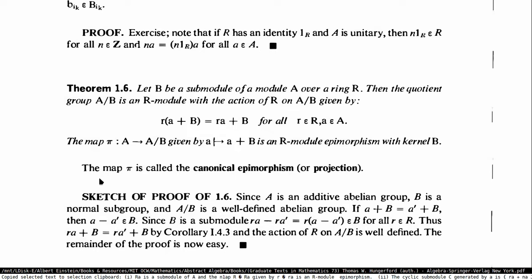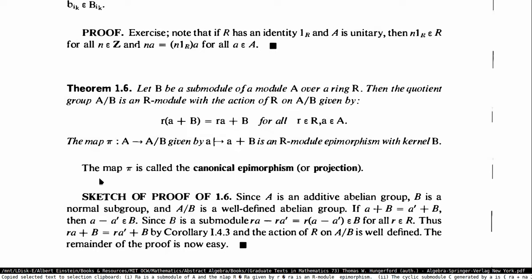And there we come to the canonical epimorphism, which is analogous to projections in categories and stuff like that. So if B is a submodule of A over the same ring R, then the quotient group A mod B, right? Remember, B is a submodule of A, so it has the additive structure, and it's actually a normal subgroup of the additive group underlying the module A. So A mod B is a quotient group.